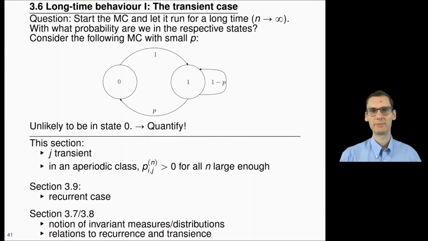And once we've prepared this, then we can show the main result, also the main result of chapter 3, that in the recurrent case, the probability that X_n equals a certain state converges to a certain quantity, and we can identify this quantity as coming from an invariant distribution, under certain assumptions, of course. So in particular, in the Markov chain that you see in front of you, we will be able to quantify the probability that after a long time you're at state 1 or at state 0. That will have to wait until section 3.9.